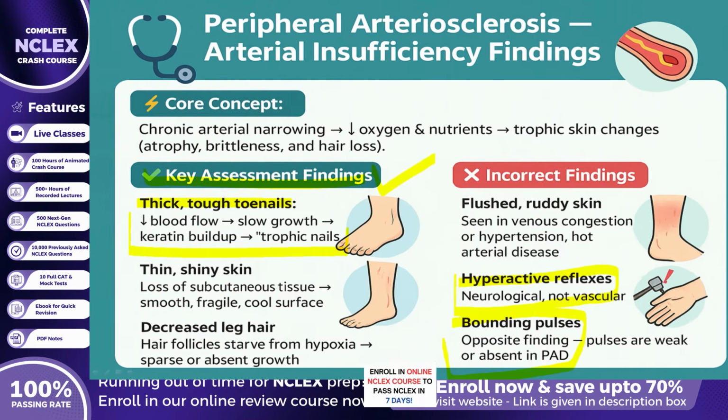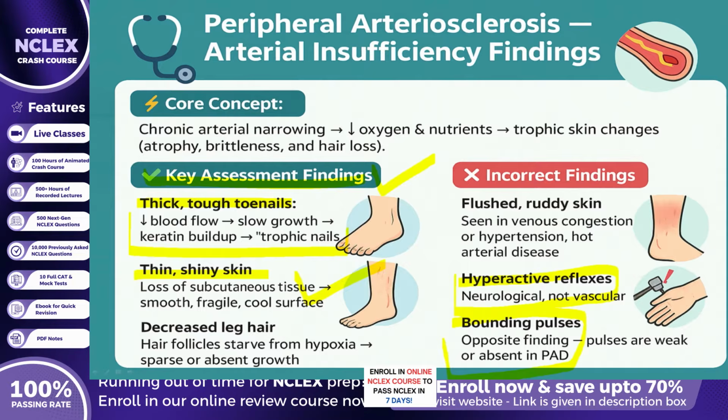Moving on to option E, thin, shiny skin. This is correct. Chronic hypoperfusion causes loss of subcutaneous tissue and atrophy of the skin layers, producing a smooth, glossy, and fragile appearance. The skin feels cool and may ulcerate easily because of reduced wound healing capacity.